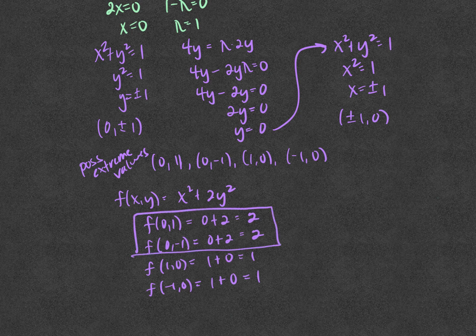So we can say that we have maximum values at 0 plus and minus 1. We could be more specific and say we have maximum values at 0 plus and minus 1. And the maximum value is 2. And we're looking at the maximum value of f on the circle x squared plus y squared is 1.